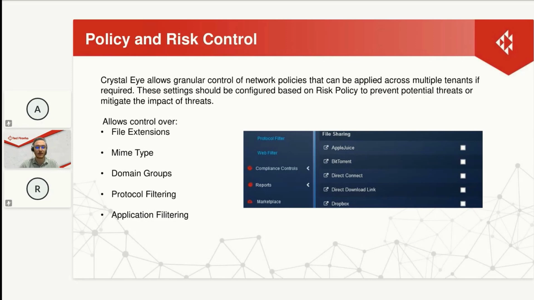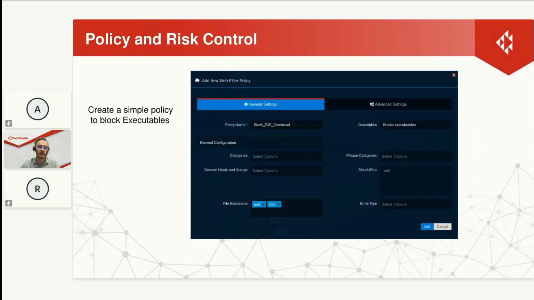So if they're not required within your company, such as BitTorrent, you can block it on a network-based level. But using the endpoint app Caesar as well, you can block it on the endpoint device for even more defense in depth. So we're just going through a very quick example of how easy it is to create network-based policies on the Crystal Eye. Here's a simple one. We just named it block exe download, and we are simply blocking the file extensions exe and MSI, which are both executables.